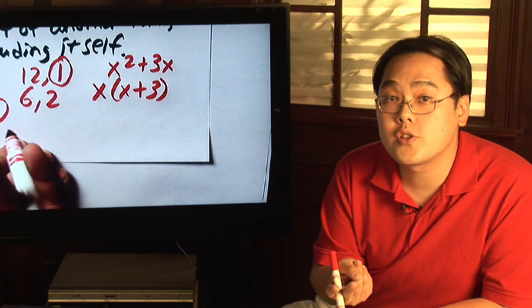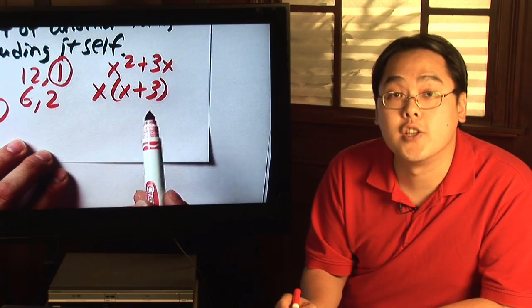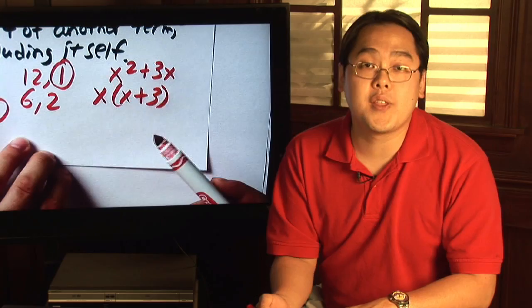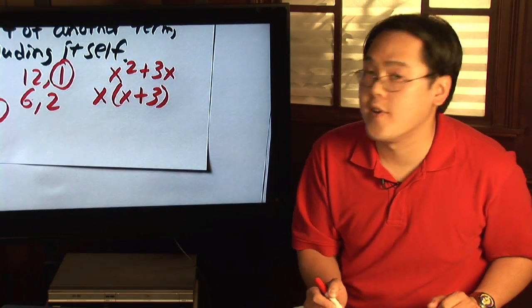So the two parts, or rather the factors, of x squared plus 3x, the two parts via multiplication, are x and x plus 3. So you can think of factors not just as numbers, but also as algebraic expressions and variables.